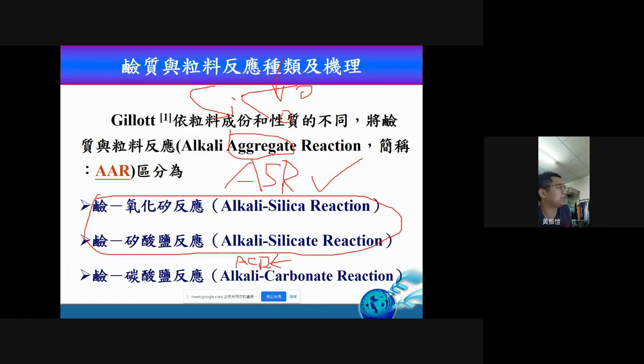The reason for the ASR and ACR being completely different is that the ASR is basically about the bond between the silica and the oxygen, which breaks and causes all those reactions. So the ASR is based on the breaking of the bond. But the ACR is different. In some aggregate there is a certain amount of clay, and this clay, this kind of soil, will expand by absorbing water. So the ACR is a physical reaction.